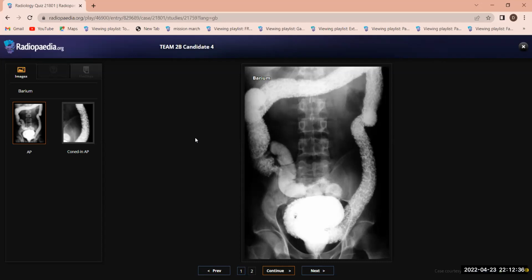I do not see any areas of stenosis. There are no areas of obstruction. The contrast has flowed freely into the distal ileal loops. In the provided projection, I don't see any fistula formation.